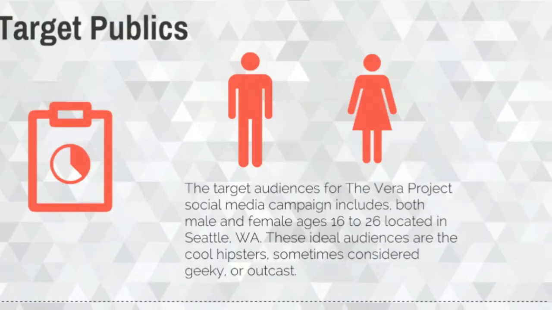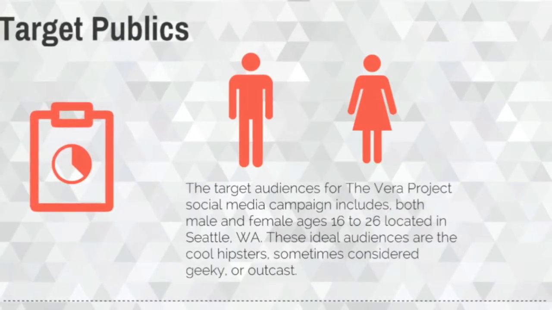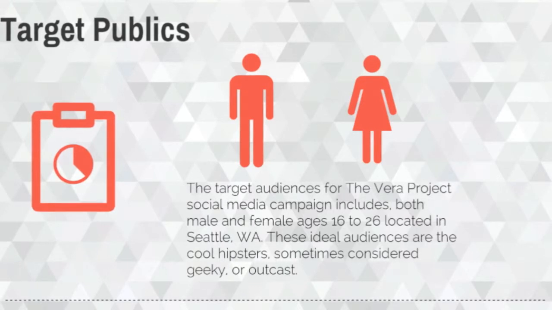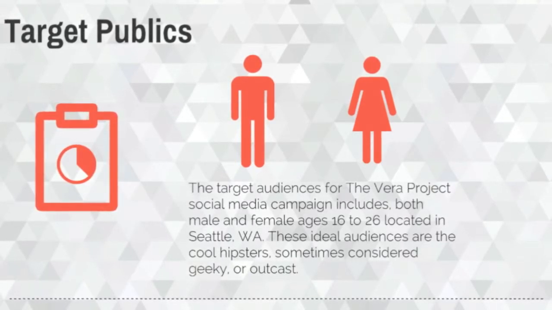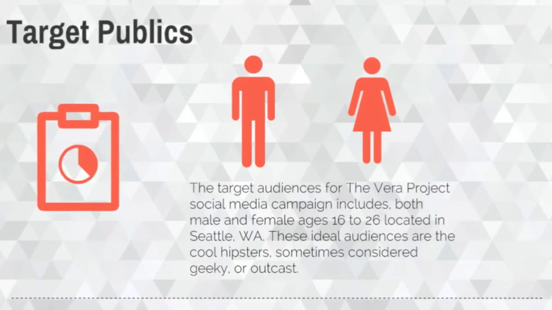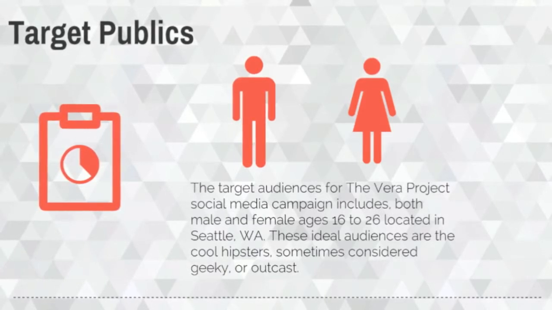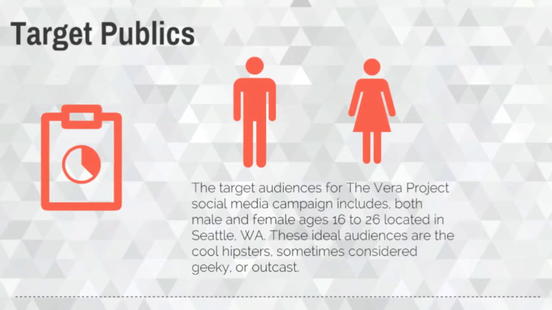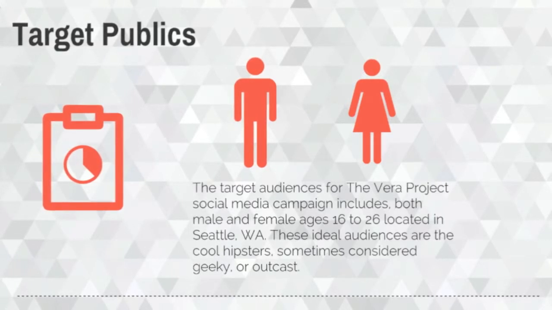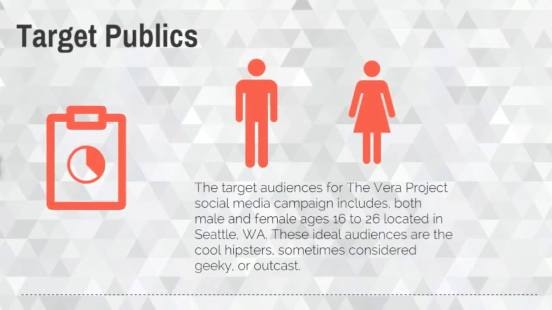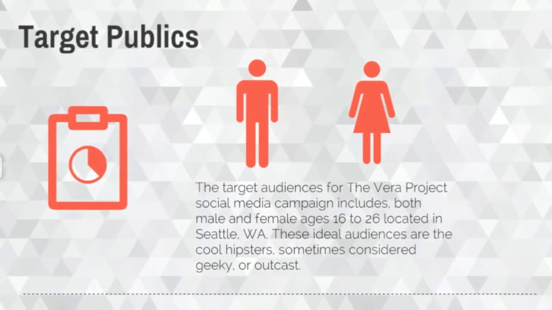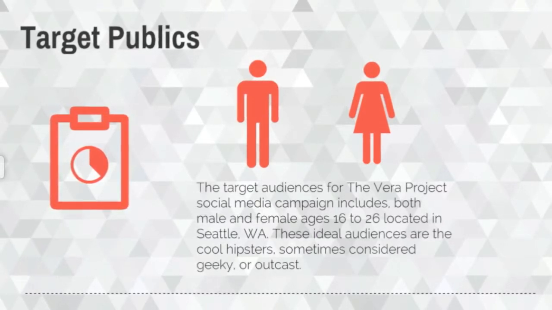The target audience for the Vera Project social media campaign includes both male and female, ages 16 to 26, located in Seattle, Washington. These ideal audiences are the cool hipsters, sometimes considered geeky, or even outcasts. The target market is unfamiliar with everything the Vera Project has to offer. They have a need to fit in, therefore they need this campaign to show them where to fulfill their outlet for artistic ability and eagerness to learn.